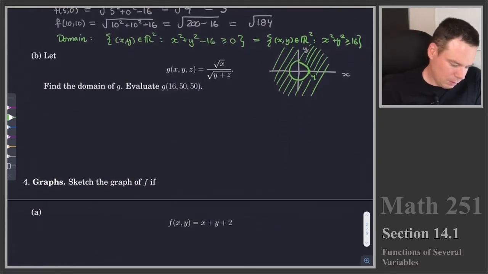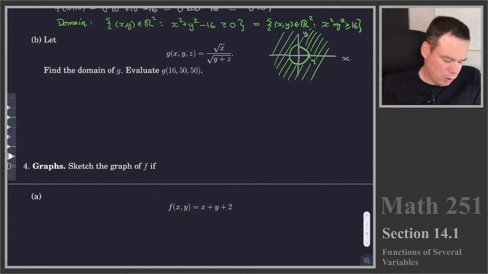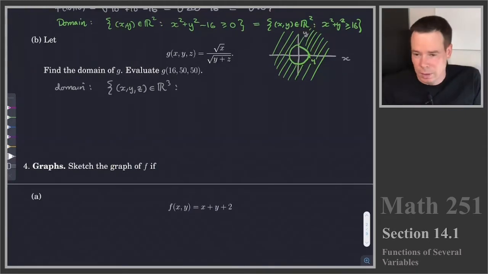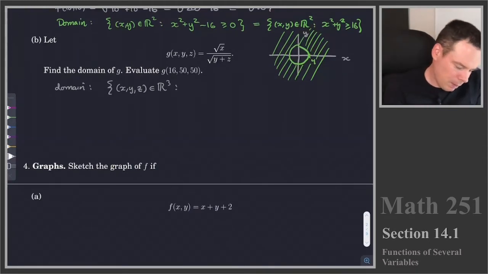Let's have a look at the next example. g of x, y, z, so a function of 3 variables, is the square root of x over the square root of y plus z. This asks for the domain right off the bat. So what is our domain? It consists of the set of all triples x, y, z in R3, such that it makes sense to plug those values in. To plug into the numerator, I need the square root of x. Well, if x is being square rooted, I need x to be positive. But x could also be 0, and I could still square root that.